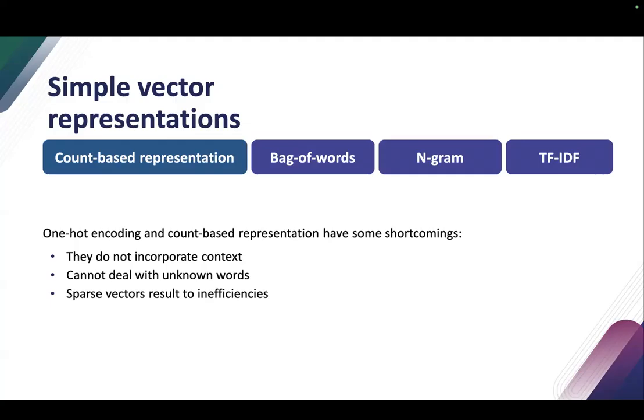The other issue is that you can't really deal with unknown words, right? Every time you have a new word in your vocabulary, you need to change your representation. And as I said before, you're going to end up with very sparse vectors, so very inefficient to train in a neural network.